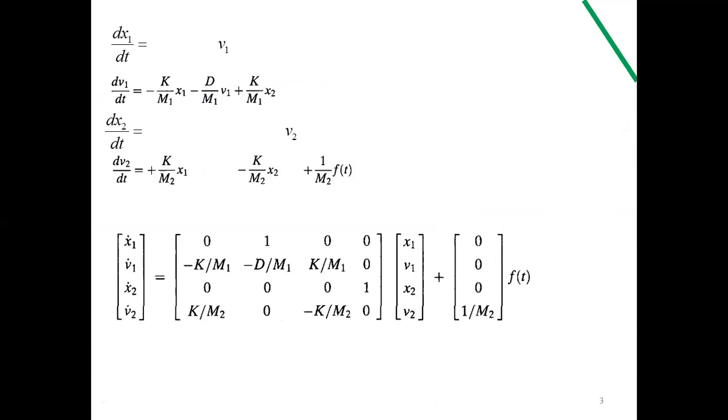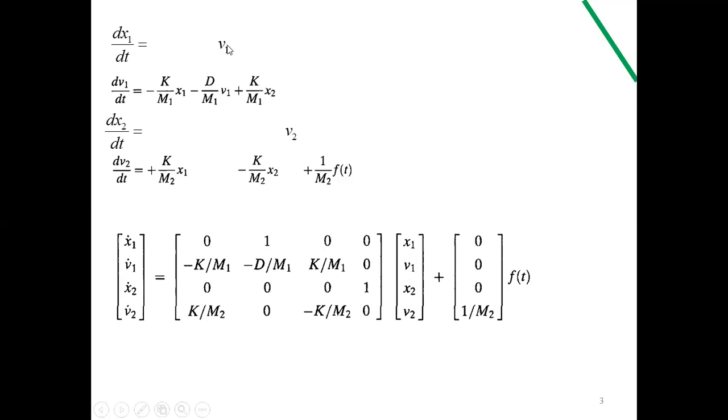So from these 4 state equations, we can write the vector matrix form and vector matrix representation of state space. So these are 4 state variables. This is our x dot matrix. This is A matrix coefficient, and this is vector of state variables plus vector of B matrix, and this is our input.